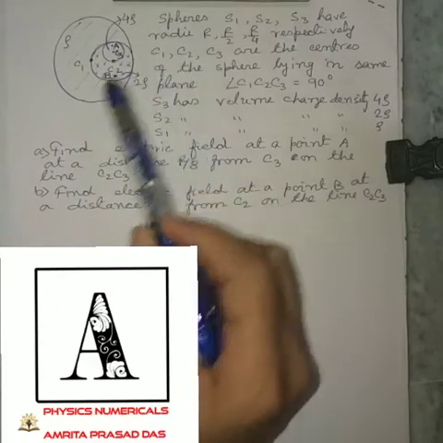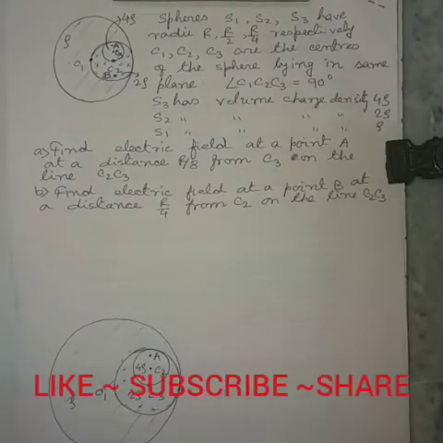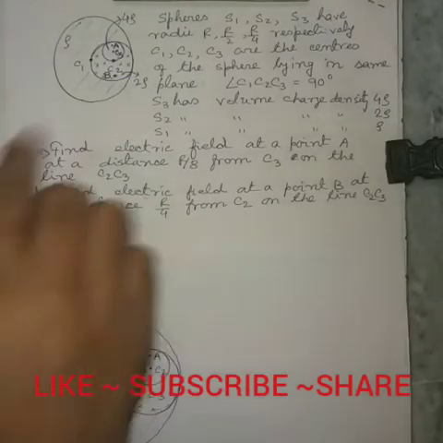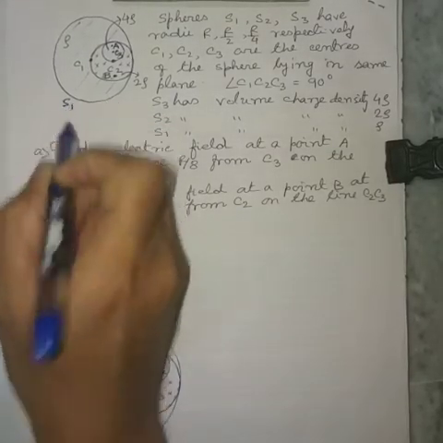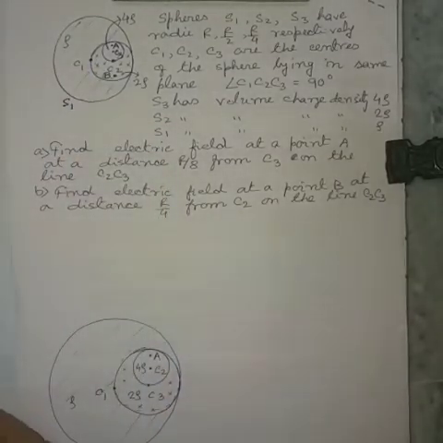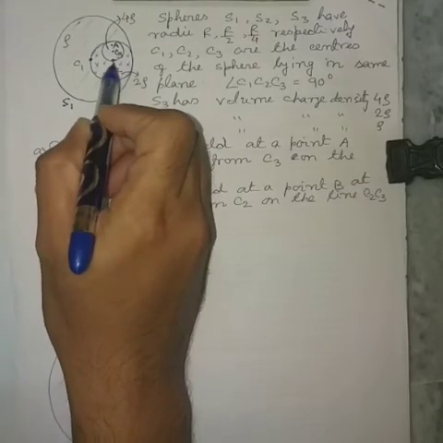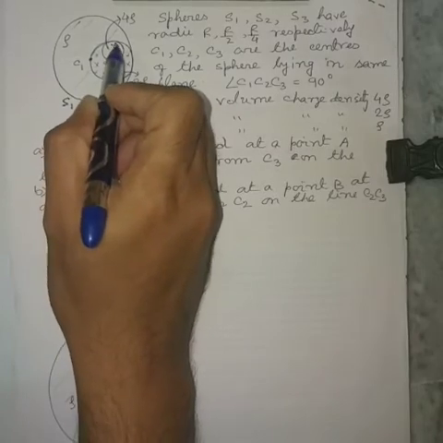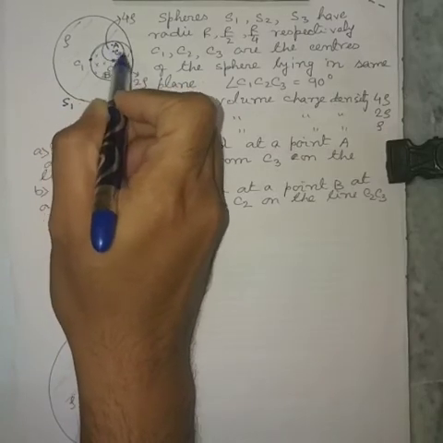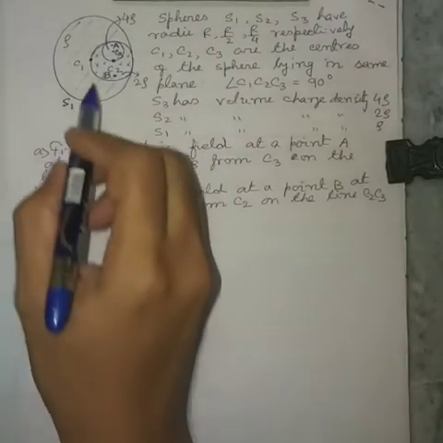Now read this problem carefully. This system has three spheres. Sphere S1, the outermost sphere, is centered at C1. The sphere S2, which has the center at C2, and sphere S3, the smallest sphere, is centered at C3.